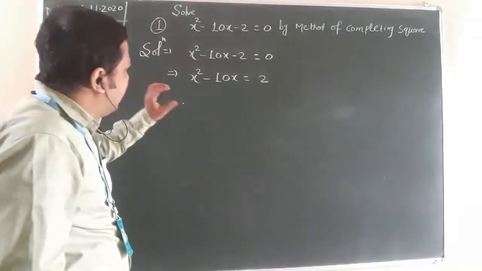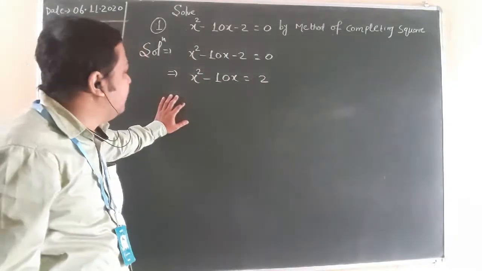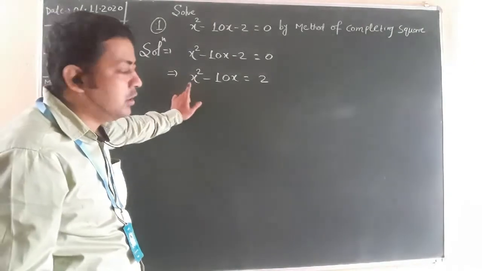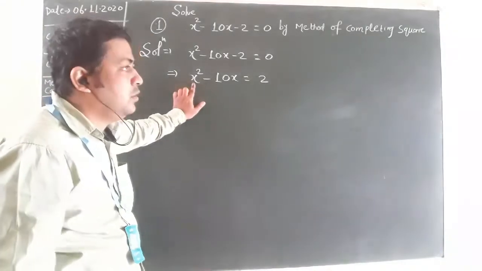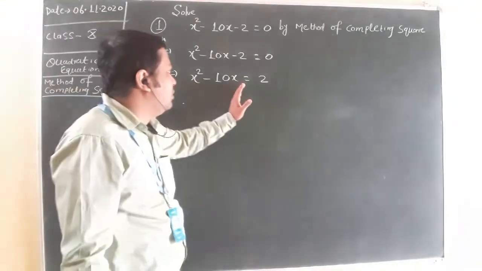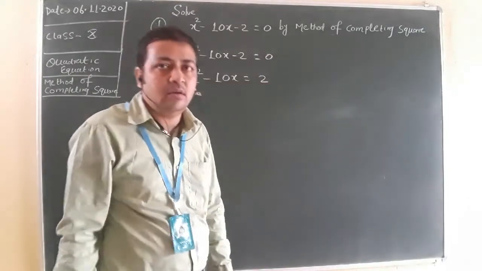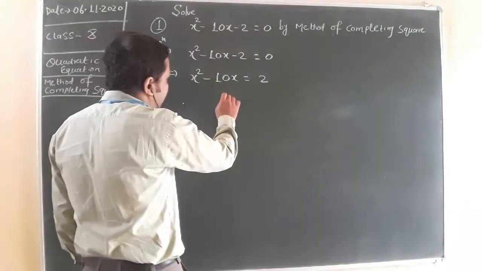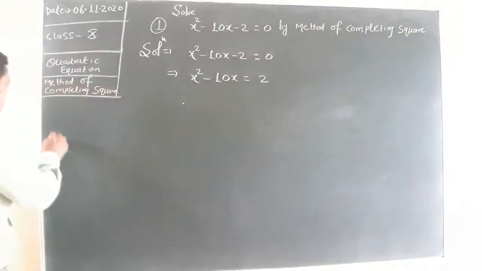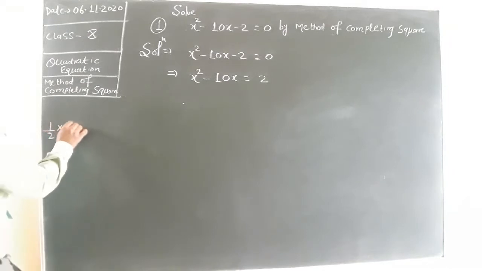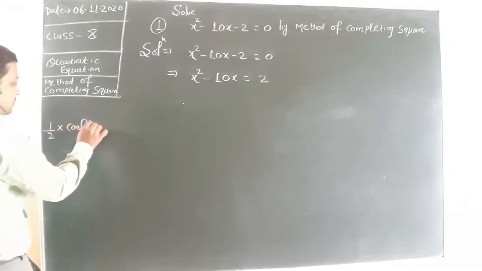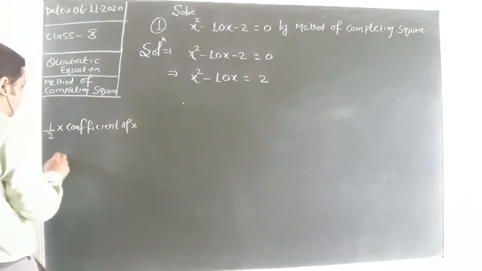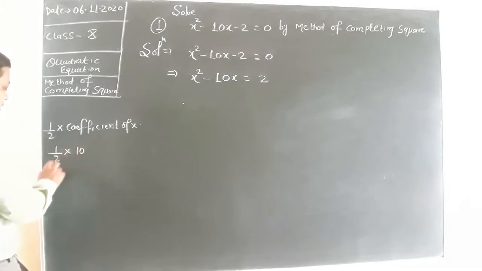Now, going my way, you have to see whether the coefficient of x square is 1 or not. There are two criteria. One is that the coefficient of x square should be 1, and the constant term should be transferred to the right hand side of the equation. Now after this, just half the coefficient of x without the sign, so half of 10 will be 5.